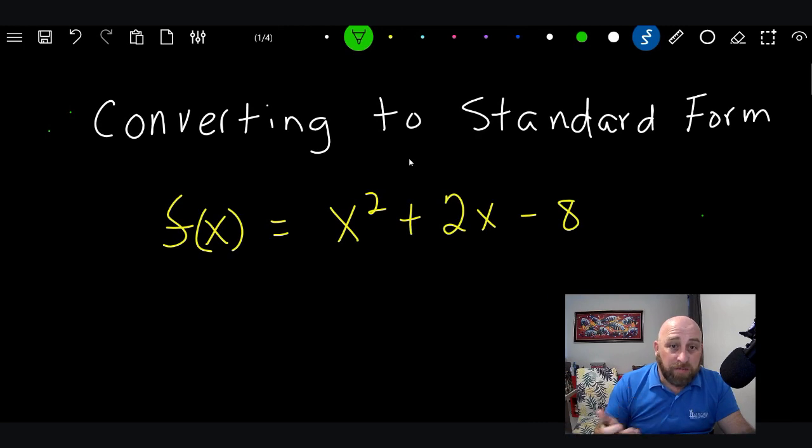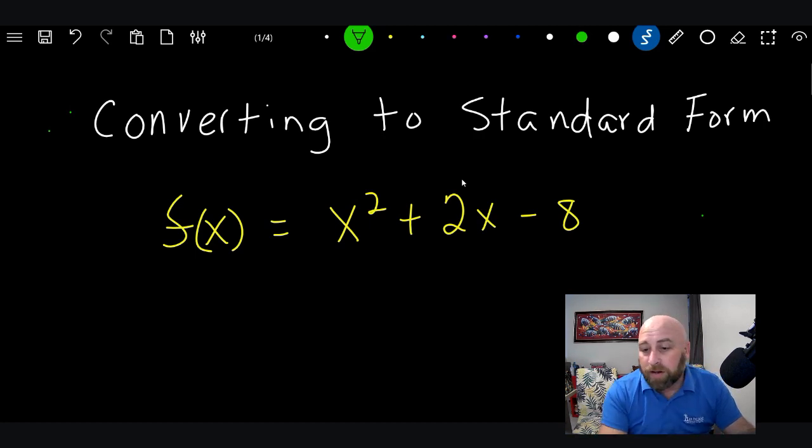It's converting to standard form. So let's say our parabola, our equation's not in standard parabolic form, and we need to get it into that form. Well, how do we do that? How do we accomplish that? Well, the way that you accomplish it is by basically creating a perfect square. And we'll talk about that in just a second as we work through this.